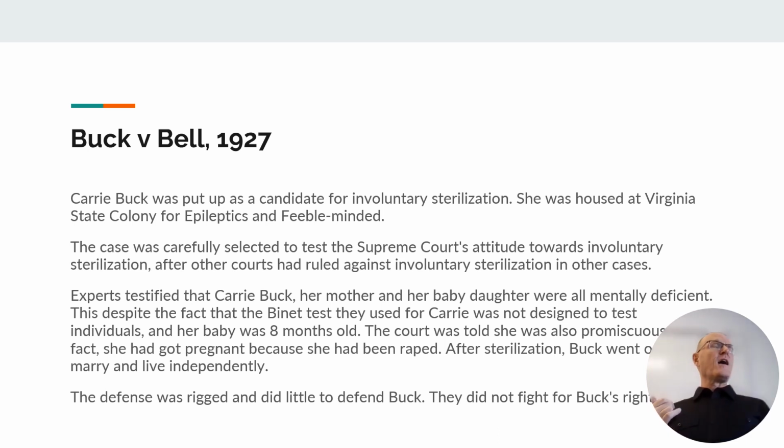So both the people who wanted the sterilization and those who were defending Carrie Buck were chosen by the same group of people. So she had no choice in her lawyers, and she was never really defended. And the defense that was put on for her was a very feeble defense. And you can see that from some of the basic facts of the case. So experts testified that Carrie Buck, her mother, and her baby daughter were all mentally deficient.